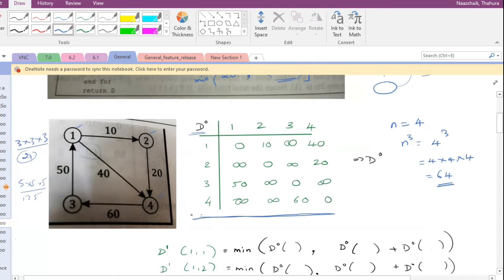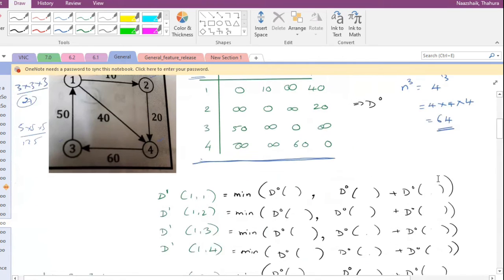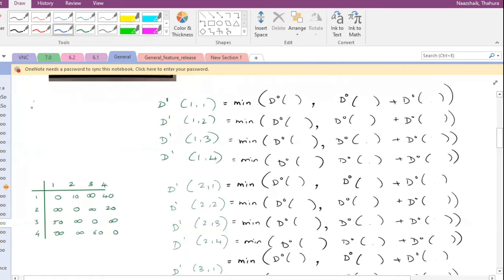Okay. So now comes your step. So remember we did K. We said K is your intermediate vertex, right? So here we will be doing D1. How many vertices do we have here? We have four vertices, right? So we'll be doing D1, D2, D3, and D4. So what does D1 mean? D1 means 1 is in the middle.